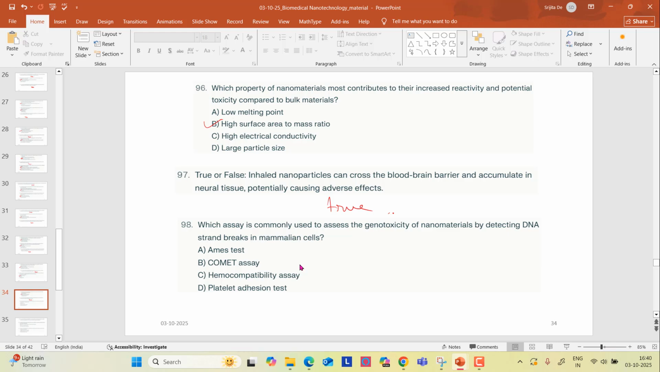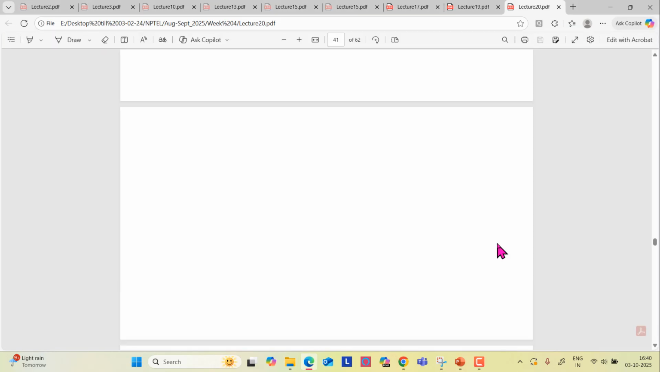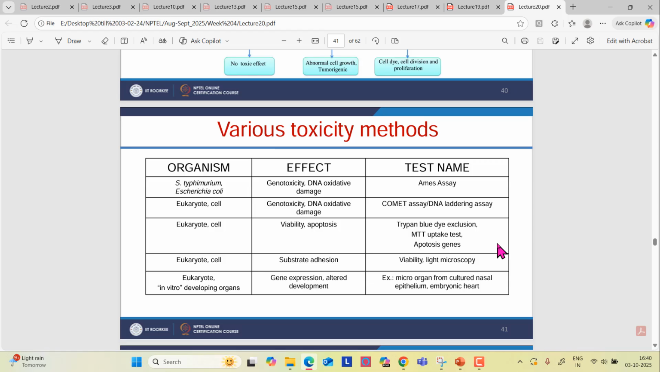It is the COMET assay. The Ames test also does this, but it is not detectable in, I think, mammalian cells. It is in different cells. Let me check. Yes, the Ames assay detects mutagenicity, DNA oxidative damage, but in Escherichia coli and other bacteria. But in eukaryotic or mammalian cells, it is detected by the COMET assay. So the answer will be COMET assay.